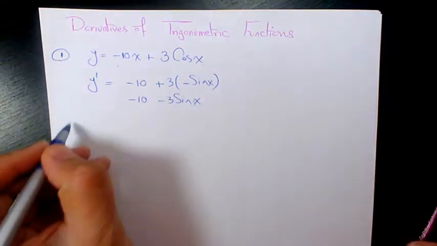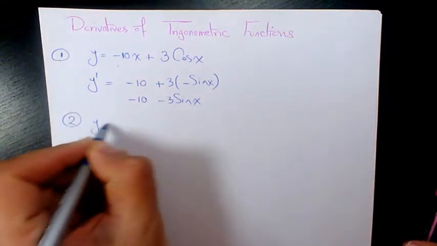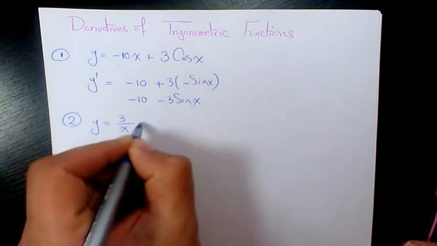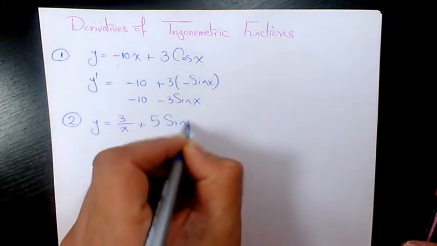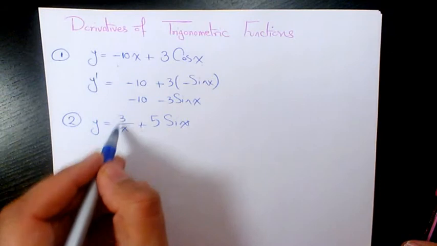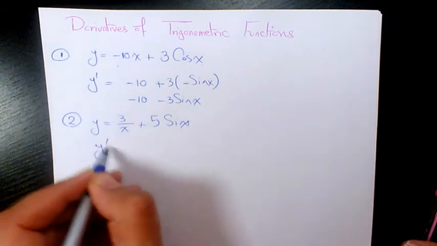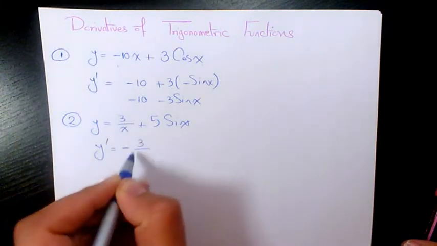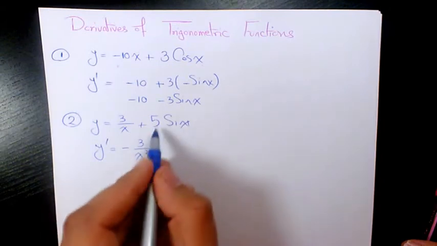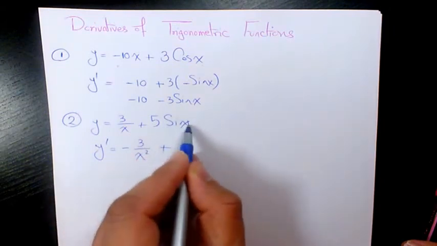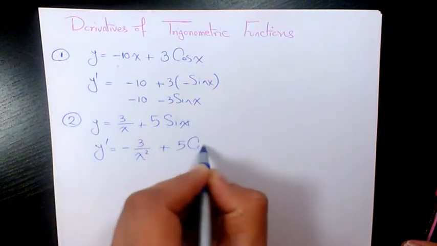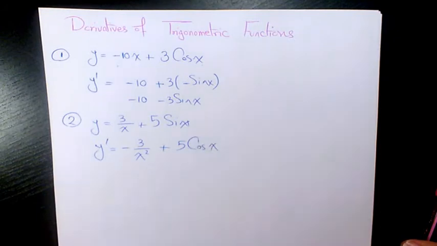Next one is going to be y equals 3 over x plus 5 sine x. The derivative of 3 over x is going to be negative 3 over x squared. We had it before. And the derivative of 5 sine x is going to be 5 cosine x.